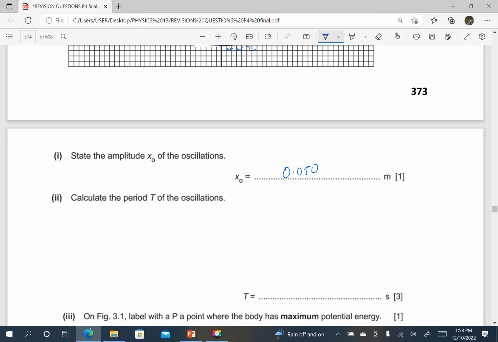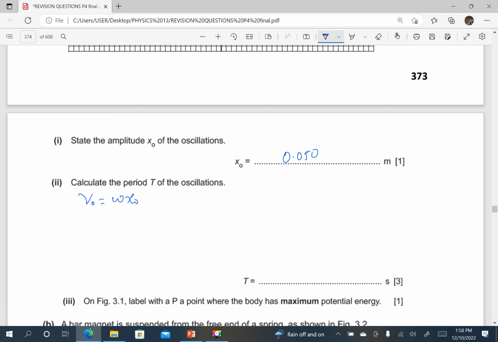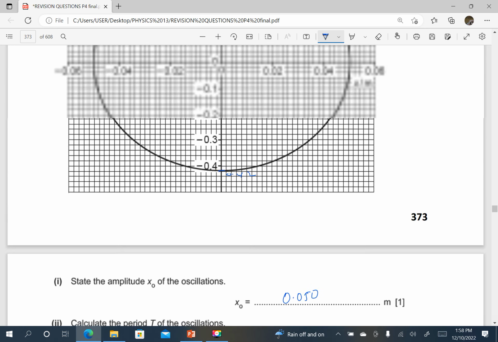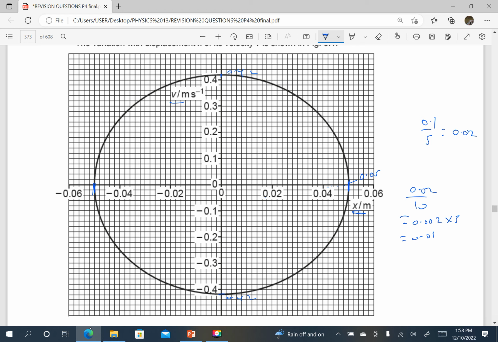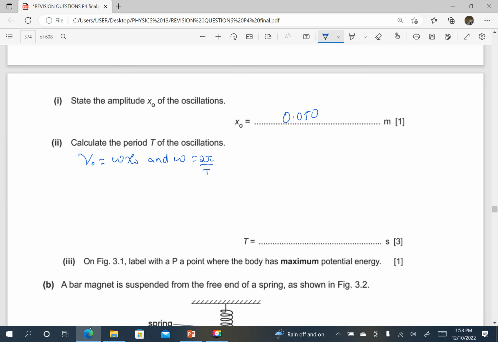Remember, this is a graph of velocity. Maximum velocity is equal to omega times maximum displacement. We have the maximum displacement. Also note that omega is 2 pi over T. From the graph, I see maximum velocity is 0.42. I have just seen it here. 0.42 is the maximum velocity. So I'll say 0.42 is equal to 2 pi divided by the period, then times maximum displacement 0.050. So I'll just cross multiply and find T, make T the subject. So that is 2 pi times 0.05 divided by 0.42. So I'm getting the period as 0.75 seconds.